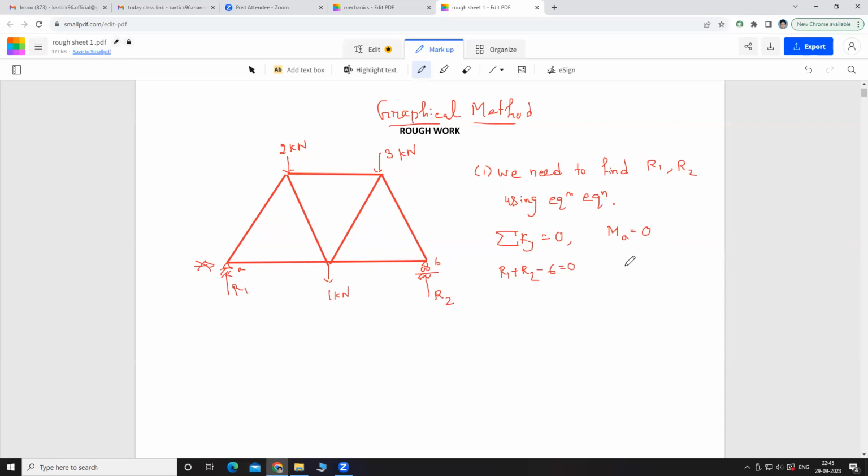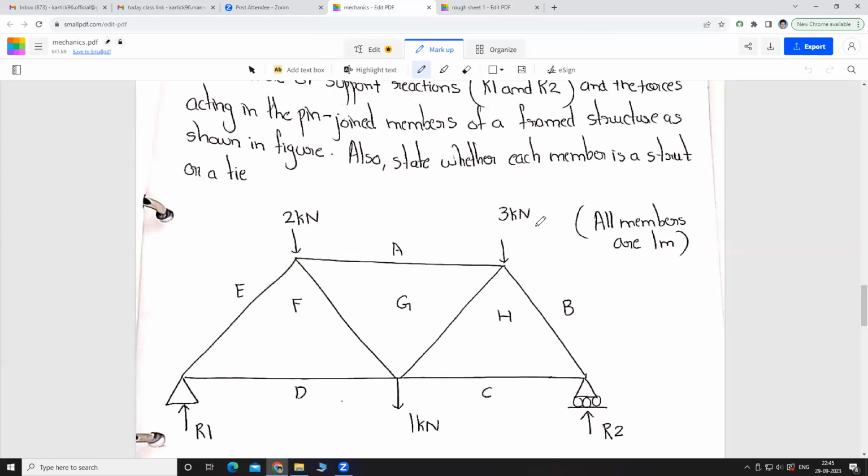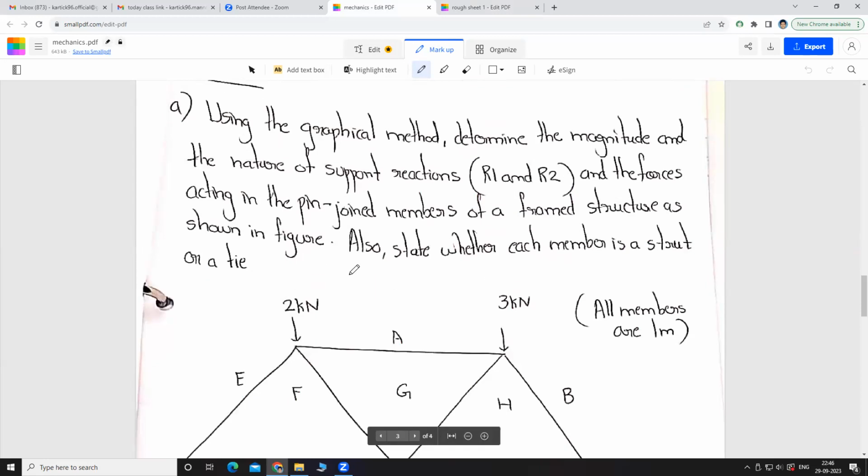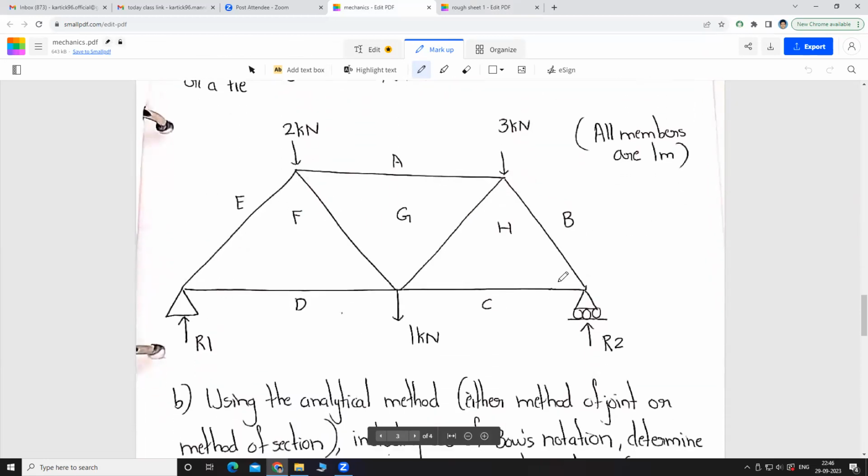And now the moment at A. Tell me what is the moment at A. Suppose all these lengths are given. Okay, lengths are not given, but what we can understand is that all members are 1 meter.